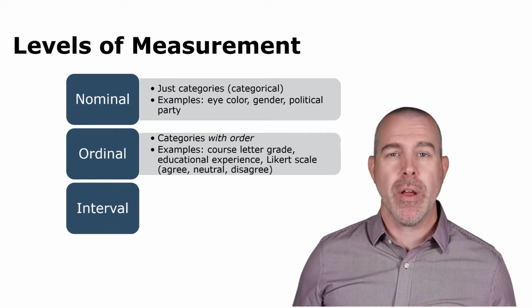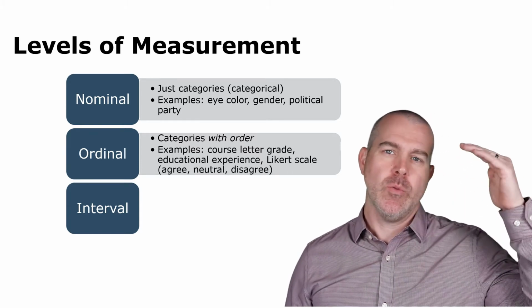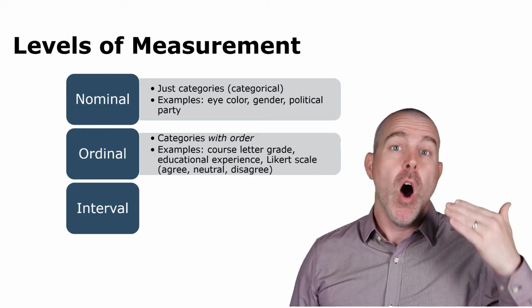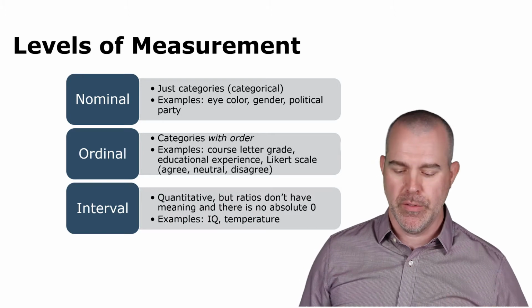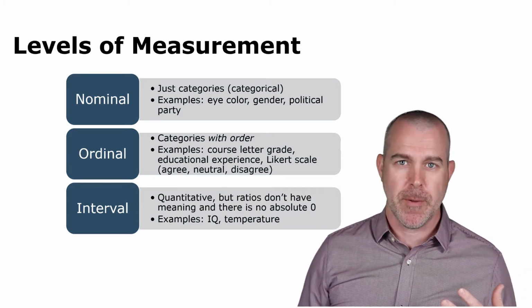All right, next is interval. So these are numerical, but ratios might not have meaning. So just because 1 is 4 and 1 is 2 doesn't necessarily mean that 4 is twice 2. Also, there's no absolute 0 with these, with interval variables. So those would be something like intelligence quotient, temperature, etc.